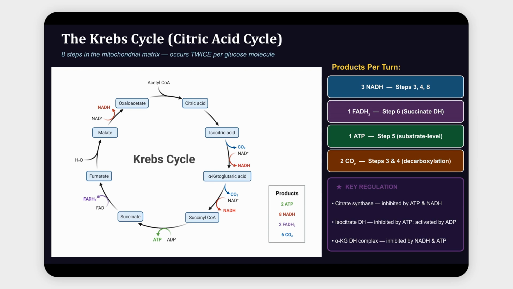In the seventh step, fumarase adds water across the double bond in fumarate to produce malate. Can you locate malate? This is a simple hydration reaction, and there is no energy change.